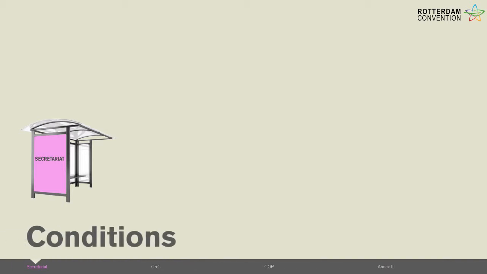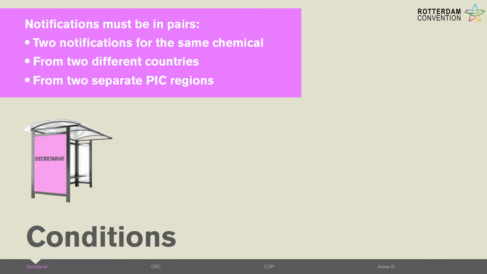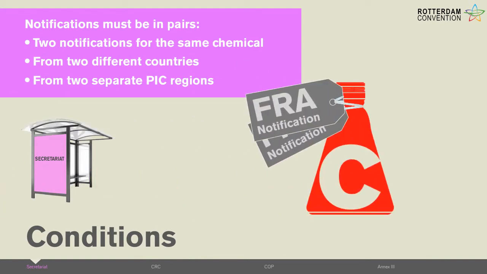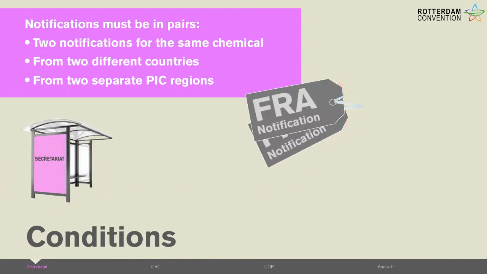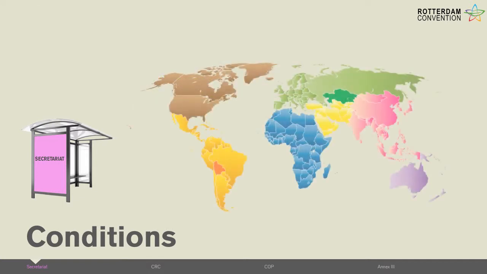But there are conditions. Notifications on the bus must be in pairs. This means there has to be 2 notifications for the same chemical. These notifications must come from 2 different countries and from 2 separate PIC regions of the globe.